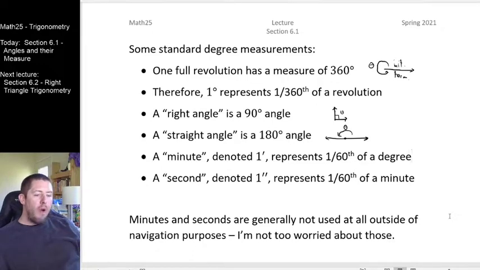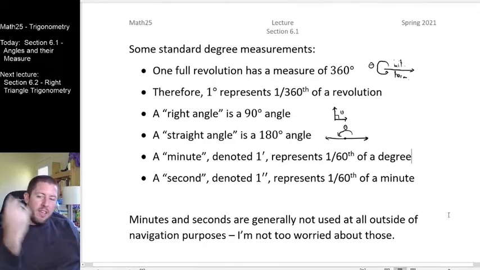The bottom line is rather than using minutes and seconds, we can just use decimals on our degree counts, right? Like 5.67 degrees. That's really like 5 2/3 degrees. That might be like 5 degrees and 40 minutes, because 40 out of 60 minutes would be 2/3 of a degree. Stuff like that. But I'm not super worried about our minutes and seconds. You should be aware that these are 60ths of their previous measurement.